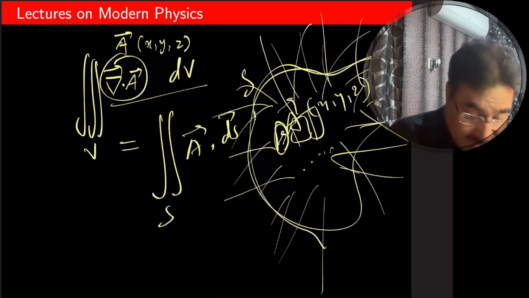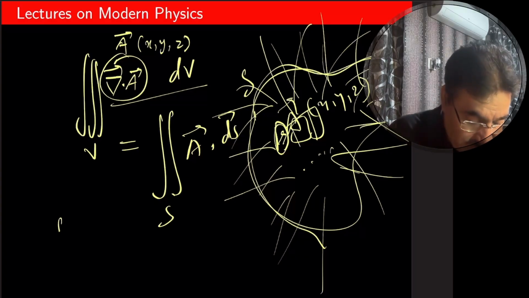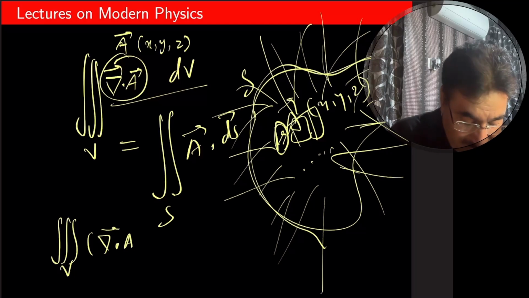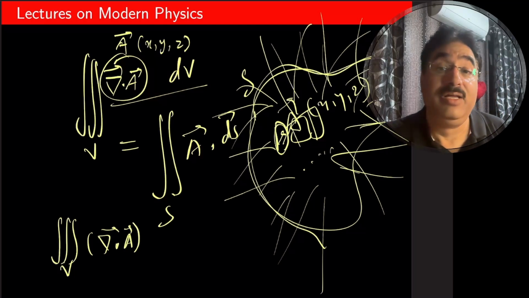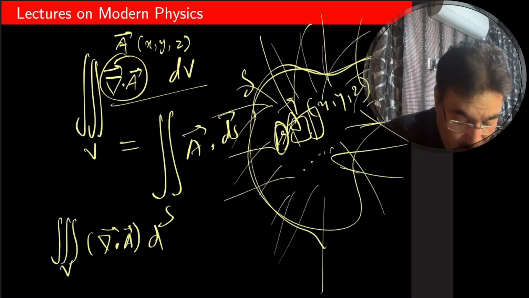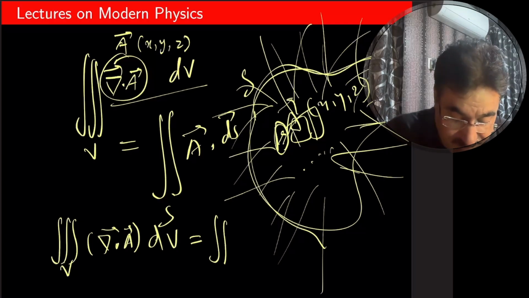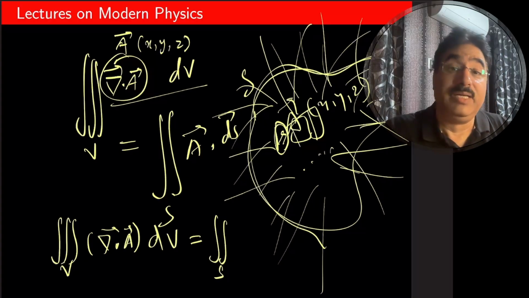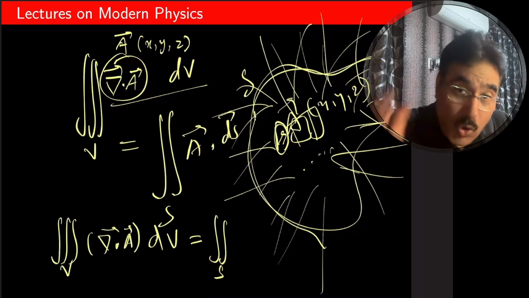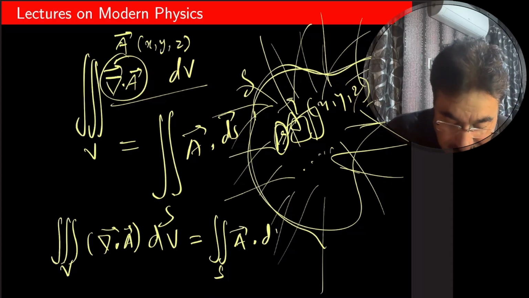Now if you want to say it mathematically, how would you say it? The volume integral of the divergence of a vector field, over that closed volume, is equal to the surface integral around that volume, the surface that closes that volume, of the vector field A.